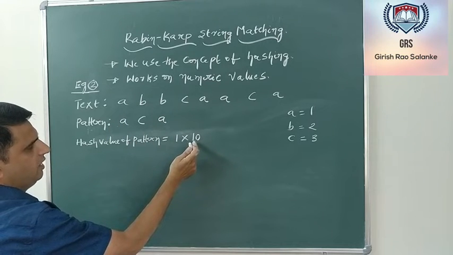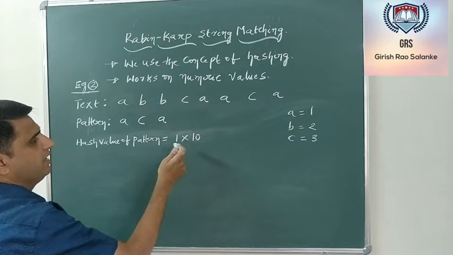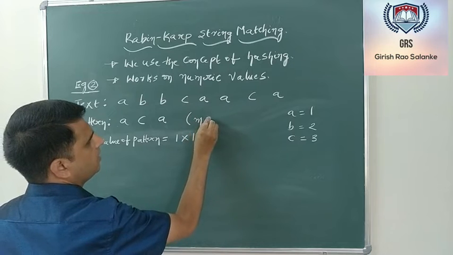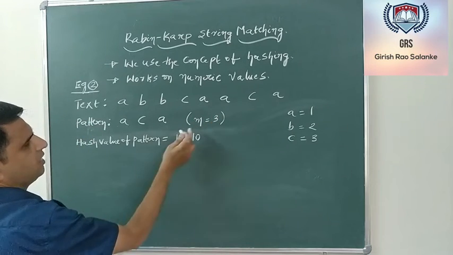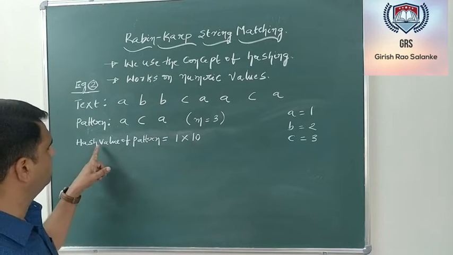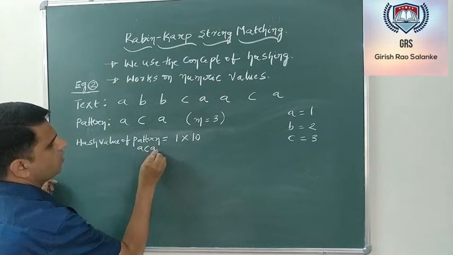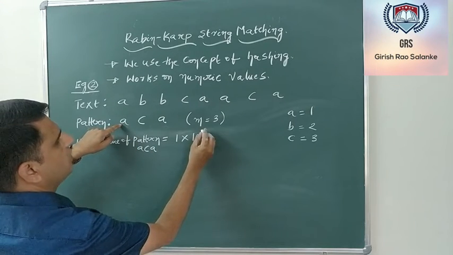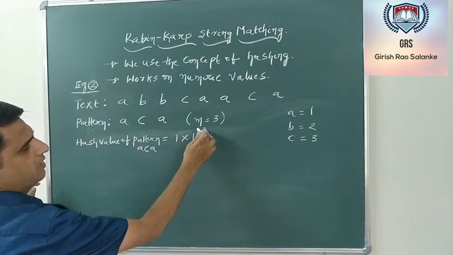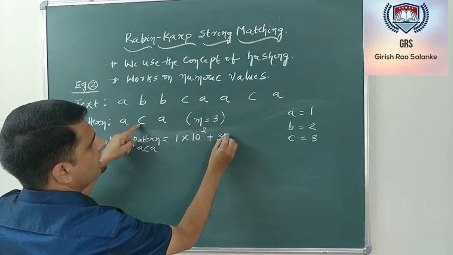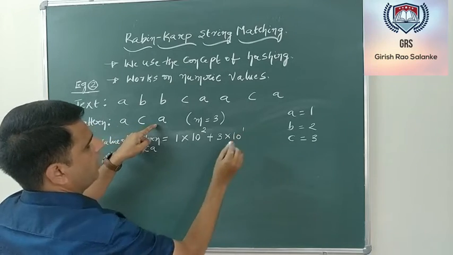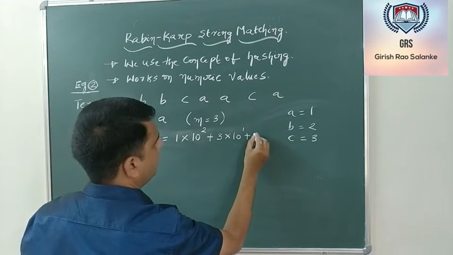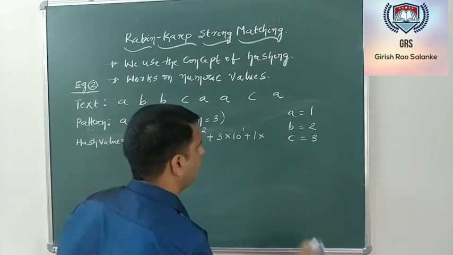So this base 10 can have a maximum power of m minus 1. Please note that m is nothing but the number of characters. In this case, m has a value of 3. So there are 3 characters in my pattern. So the hash value of this pattern ACA is the integer value of the first character, that is 1 into 10 to the power of 2, that is m minus 1. Next is C, which is 3 into 10 to the power of 1, plus the last one, A once again, that is 1 into 10 to the power of 0, which is nothing but 1.